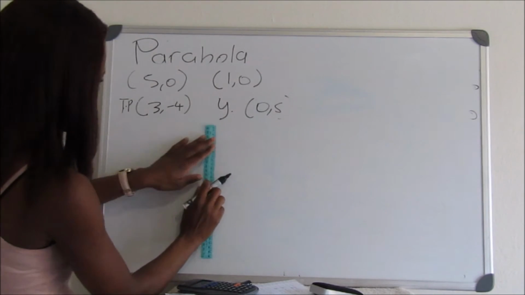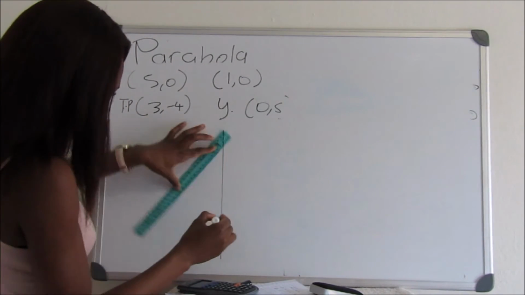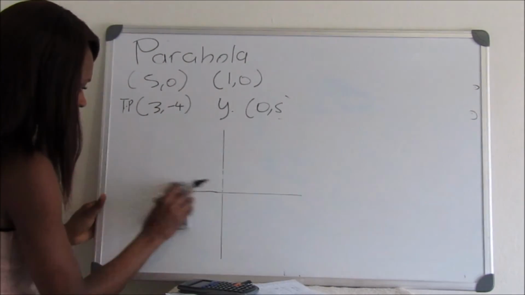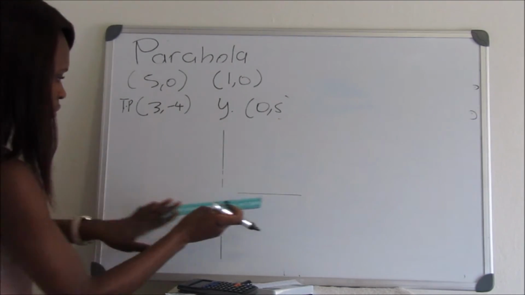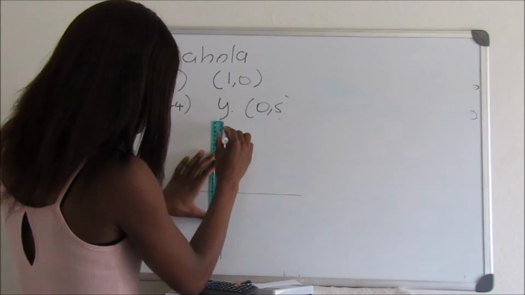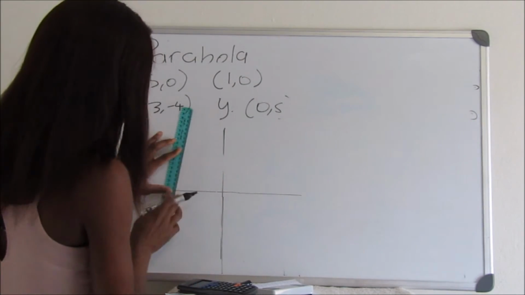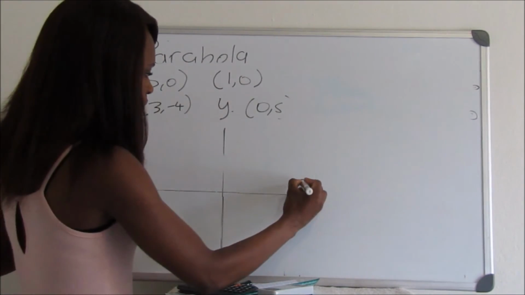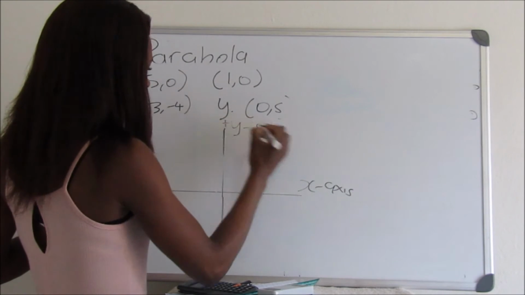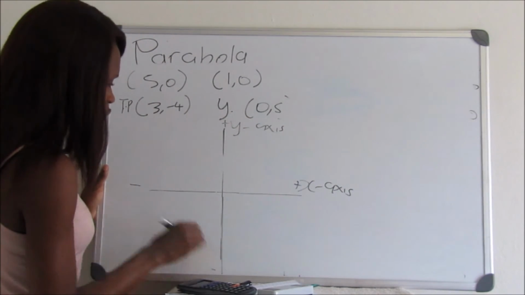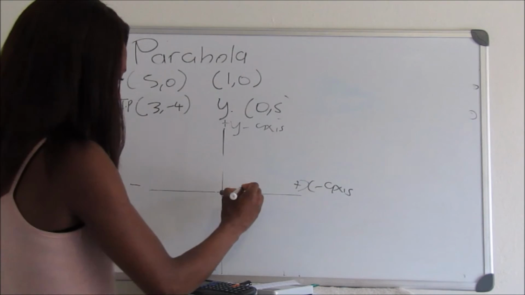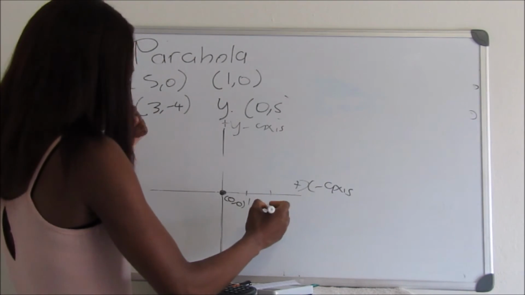The graph will have... sorry, let me just make it straight right there. Alright, you must always remember to name your axes. So this is the x-axis and this one is the y-axis. This is positive, this is positive, this is negative, and this is also negative. So this is our origin, which is (0, 0). And this is 1, this is 2.